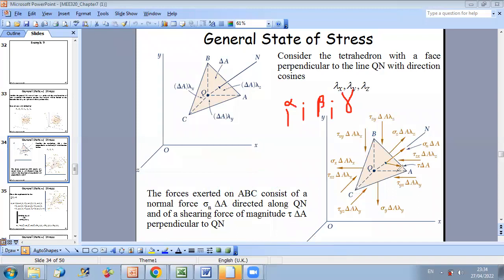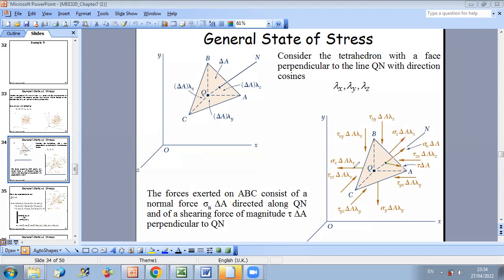We do the similar procedure. That's the area of ABQ. We look at the angle between the normal vector to ABQ, which is along the z-axis, and the normal vector to ABC, which is along n. And then we say that the angle in between is gamma. So this area is delta A times lambda z, which is cosine gamma.